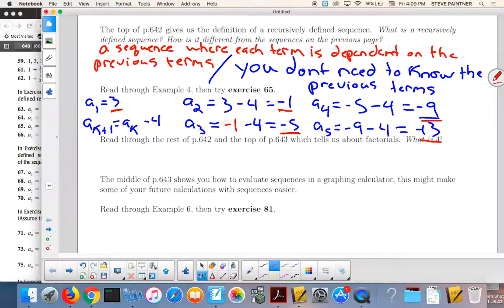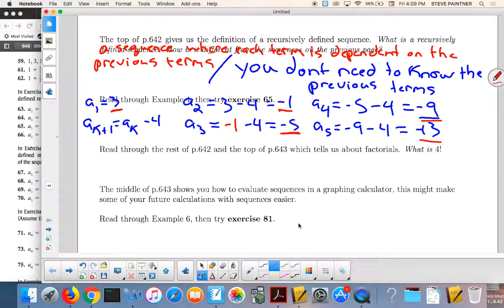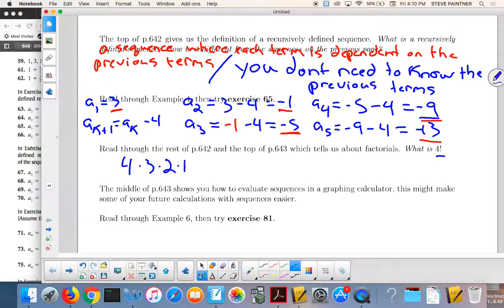Okay, the last topic for day 1, I believe, it wants you to read through the rest of page 642 and the top of page 643, which tells us about factorials. I'm not going to do this reading. You can read through it on your own. But the question I asked you right here is, what is 4 factorial? Whether or not you've read through the notes, 4 factorial is just 4 times 3 times 2 times 1, which is equal to 24.